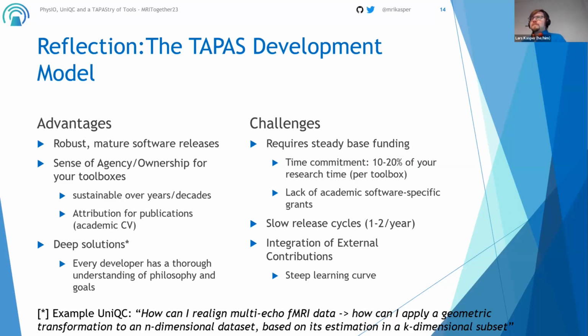I mean, we require steady base funding. So for each toolbox, my time commitment is 10 to 20% of my research time. And there's a certain lack of academic software-specific grants. There's not a lot where you can basically just say, I want to develop software that then helps other projects, because most academic funding is project focused. There's a very slow release cycle, 1 to 2 times a year. And the integration of external contributions is difficult, both because of the communication, but also because there's a steep learning curve because we need deep solutions.